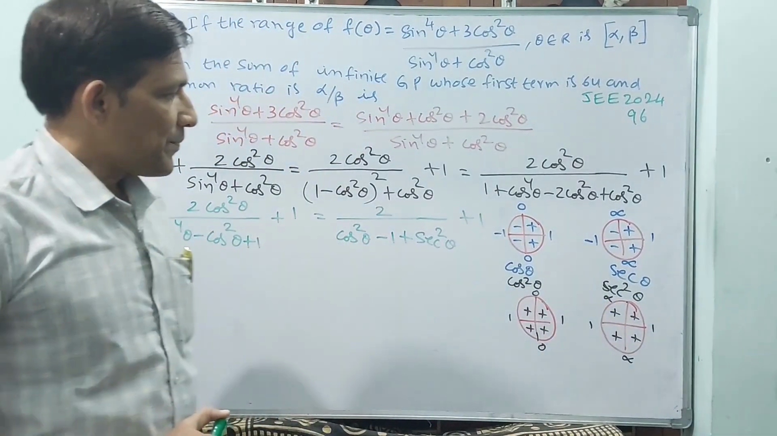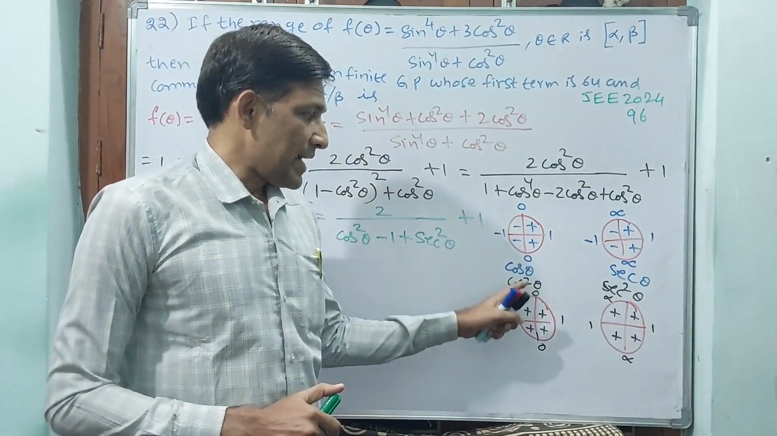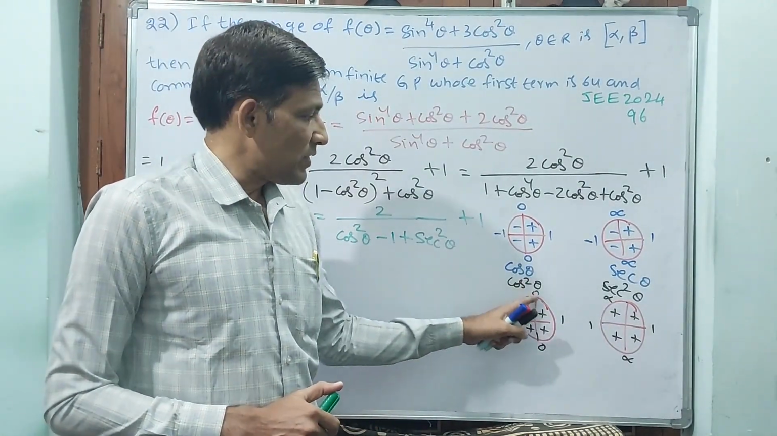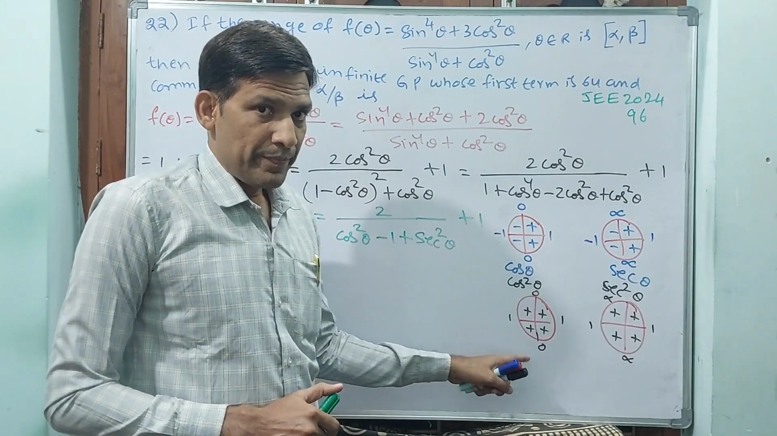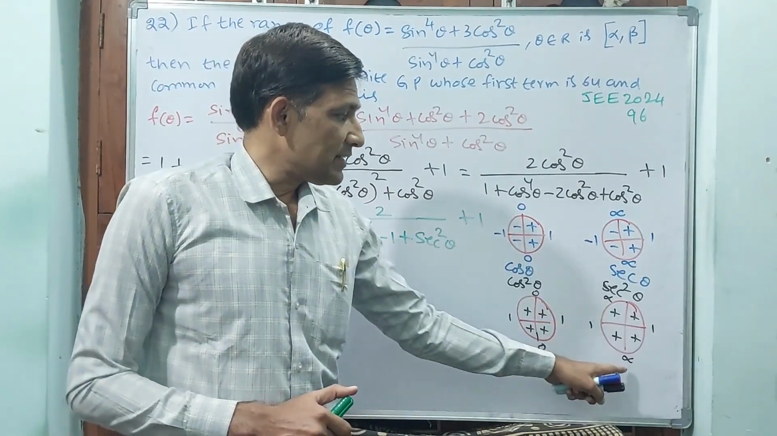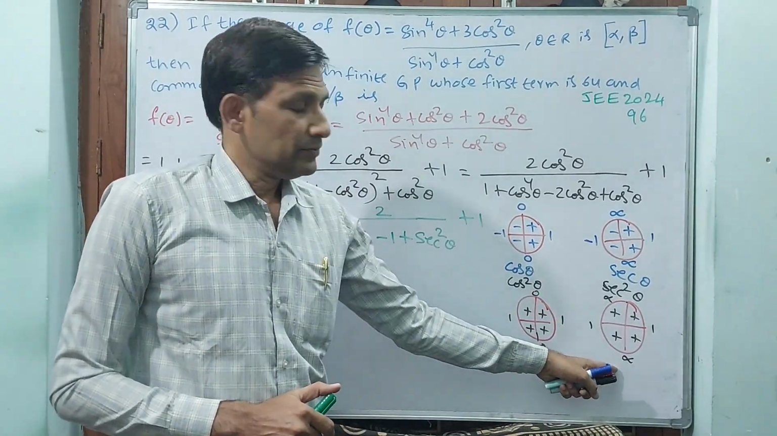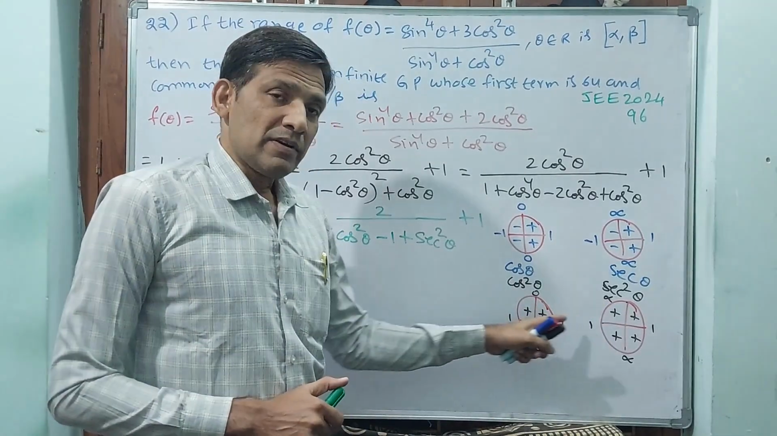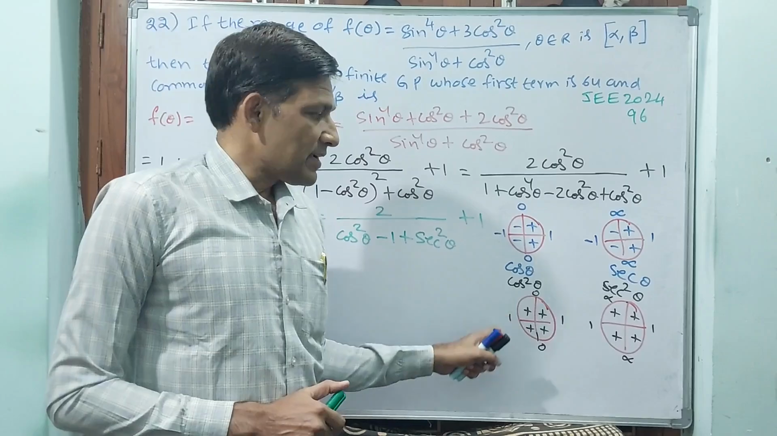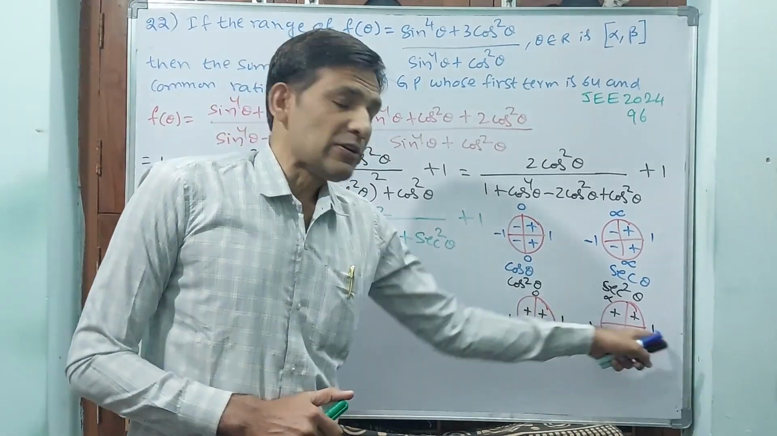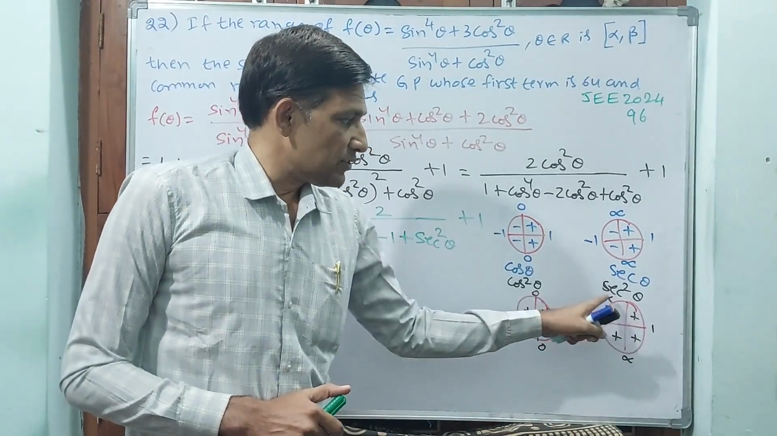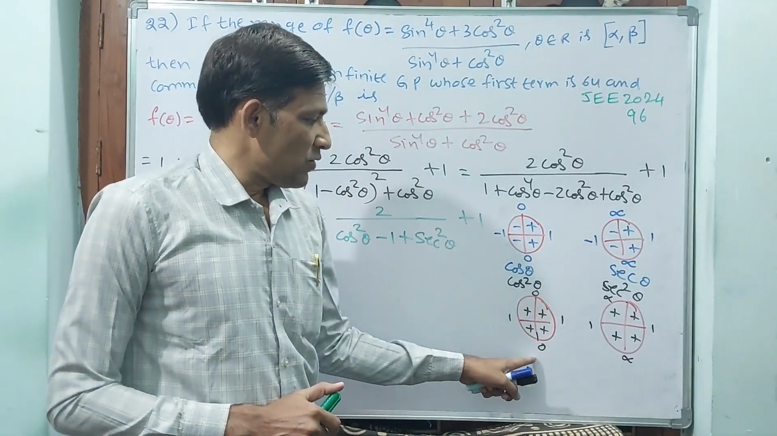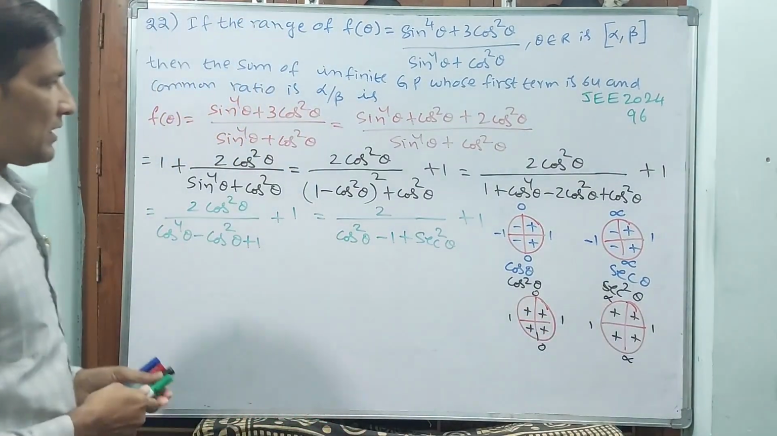We can say at 90 and 270 degree, cos square theta value is minimum, but secant square theta value is maximum. Vice versa. At 0 and 180 degree, cos square theta value is maximum, but secant square theta value is minimum. Why? Because here 1 is less, infinity is bigger. But here 0 is less, 1 is bigger.